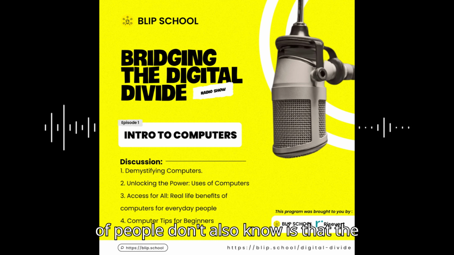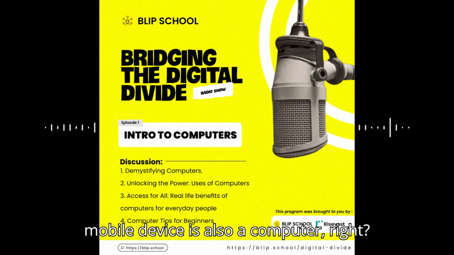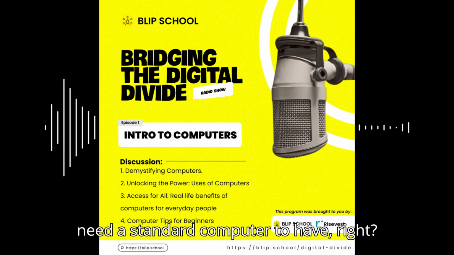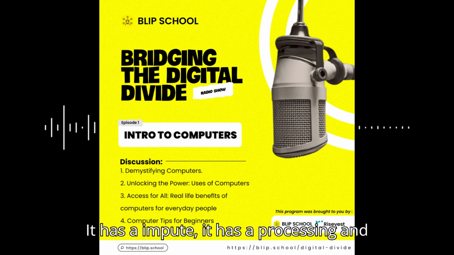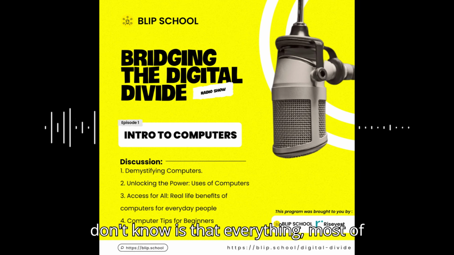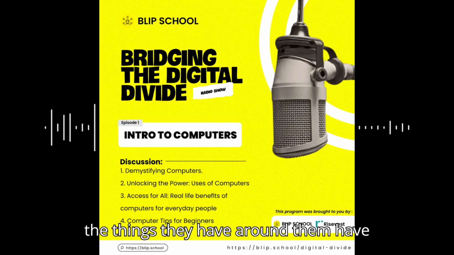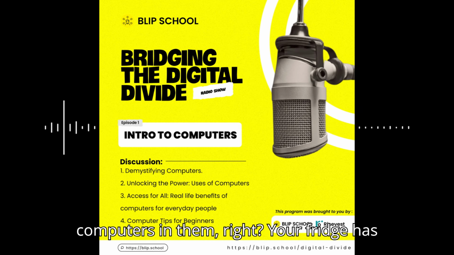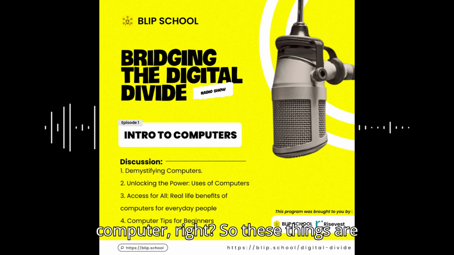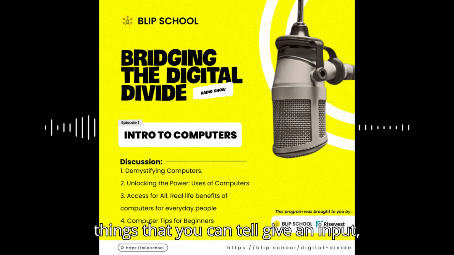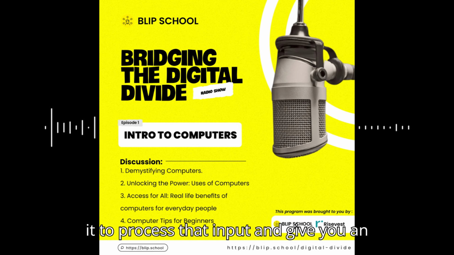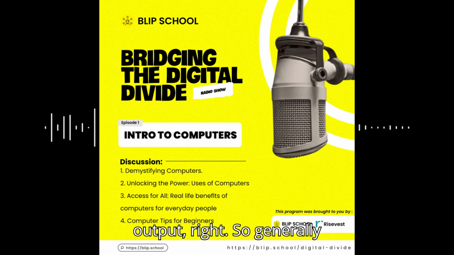Now, what a lot of people don't also know is that the mobile device is also a computer, right? It has everything you need a standard computer to have. It has an input, it has a processing, and it has an output. What even more people don't know is that most of the things they have around them have computers in them, right? Your fridge has a computer, AC has a computer, microwave has a computer, cars have a computer. So these are things that you can give an input, a program is already in it to process that input and give you an output, right?